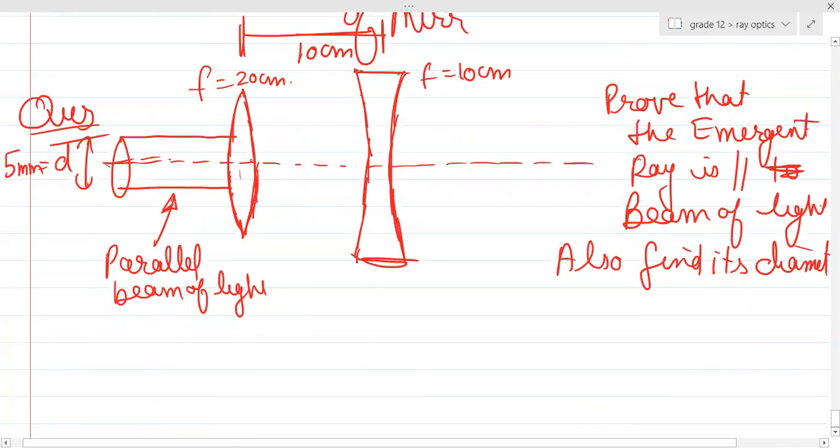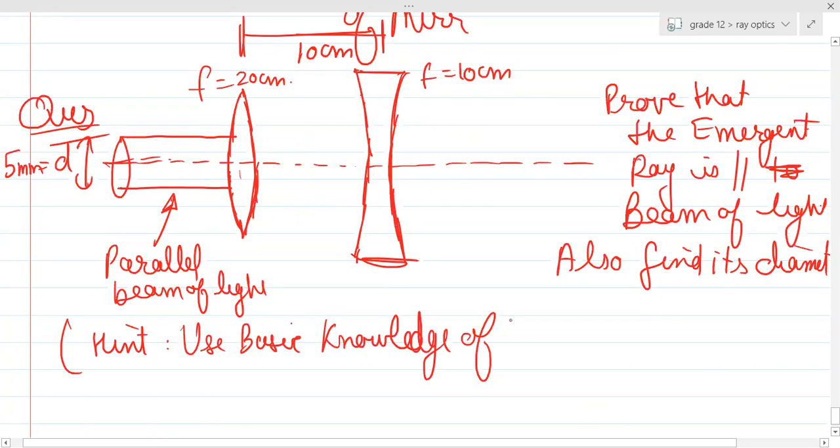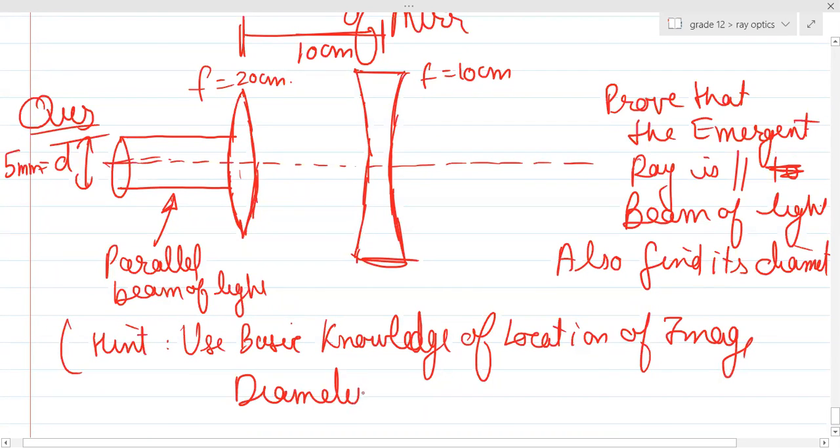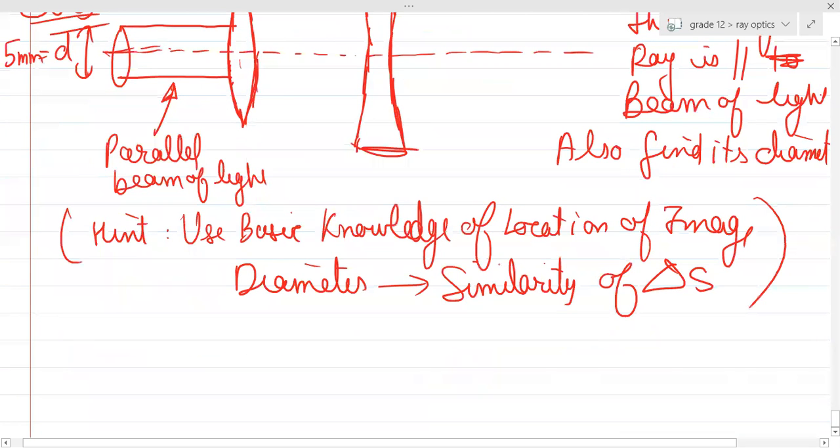This question is easy if you apply the logic of, if this is a parallel beam of light, then what will happen? Hint: use basic knowledge of location of image. And the diameter is found by similarity of triangles. So I am giving you how to solve it. Try to apply this knowledge. Anyways, next question for homework.